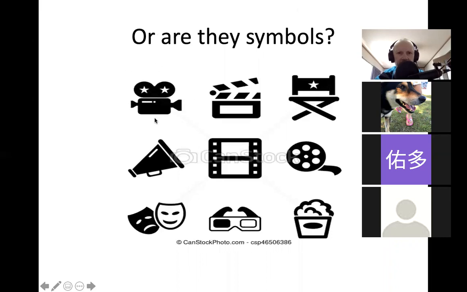You've got this one here, for example. Okay, got some sort of picture here. What does it look like? It looks like a camera, a movie camera. If you use that, what does it mean? Does it mean movie camera? Yeah, it might mean something else. And what do these things mean?